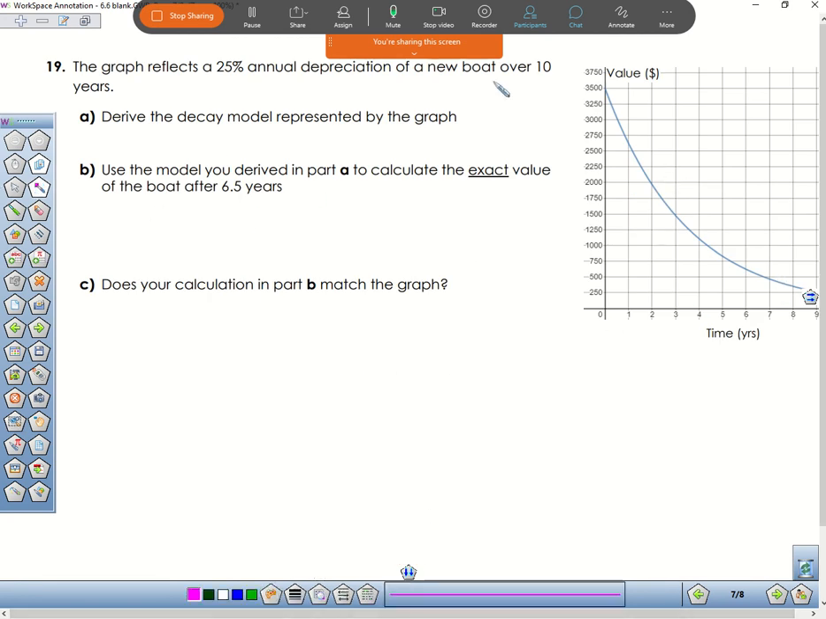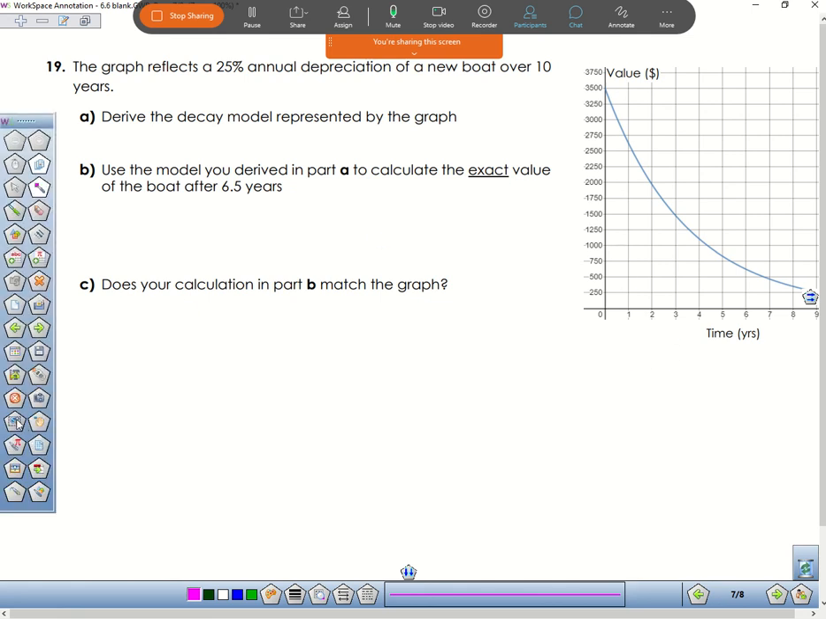All right, so it says here, the graph reflects a 25% annual depreciation of a new boat over 10 years. Derive the decay model represented by the graph. Use the model you derive from part A to calculate the exact value of the boat. And does your calculation match the graph? All right, so basically they want us to use the graph to find a decay model.